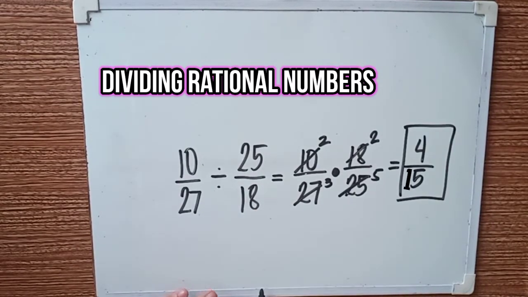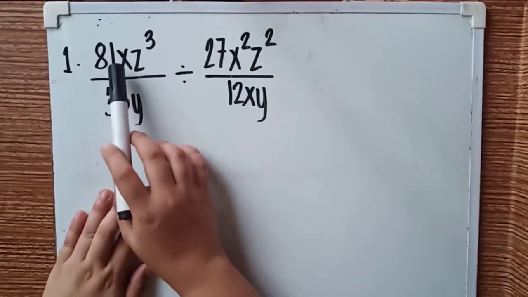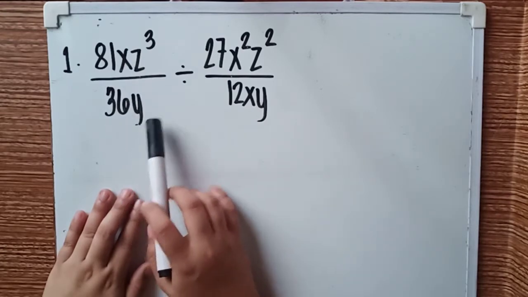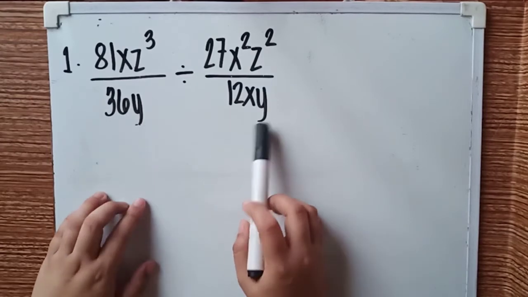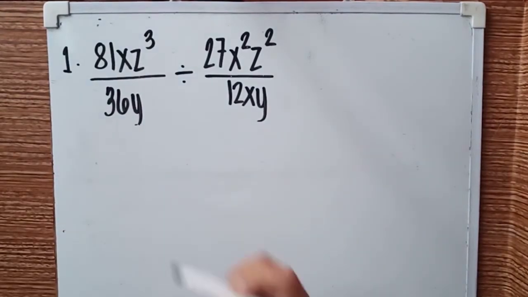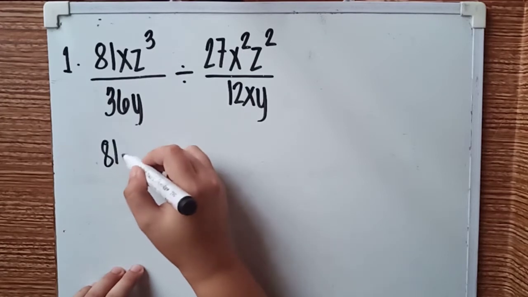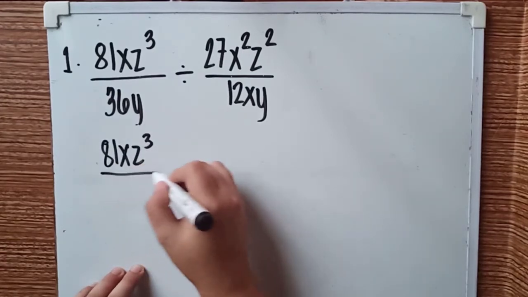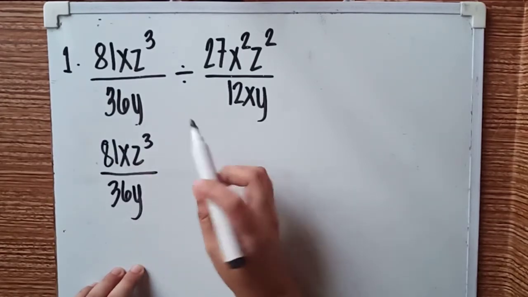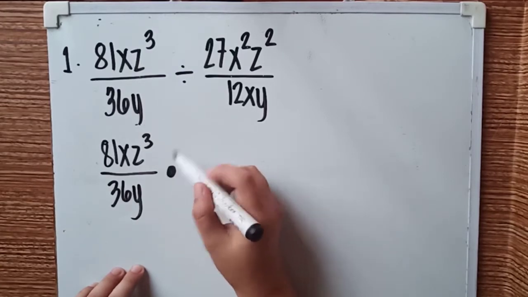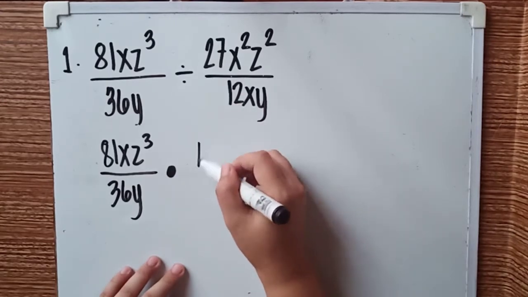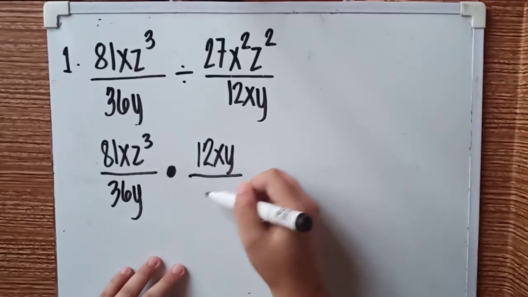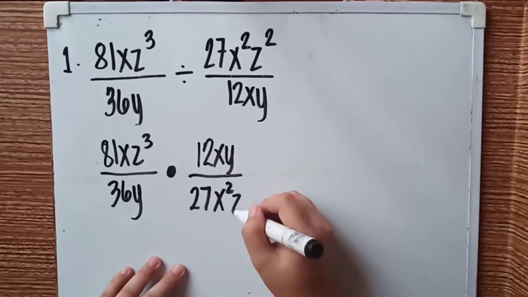This process is the same for dividing rational algebraic expressions. Example number 1: 81xz cubed over 36y divided by 27x squared z squared over 12xy. First is copy the first fraction, 81xz cubed over 36y. The operation will become multiplication and write the reciprocal of the divisor. It will become 12xy over 27x squared z squared.